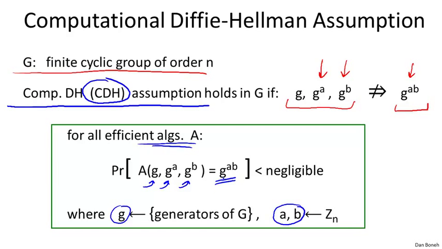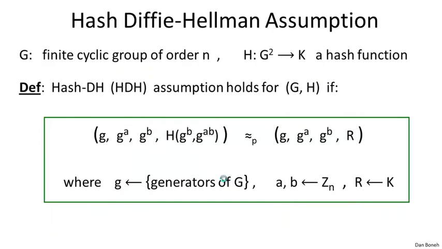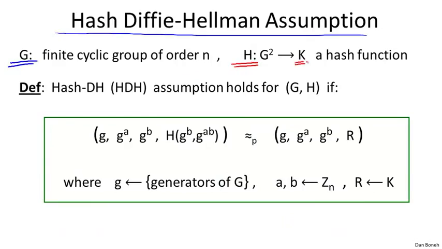As it turns out, this assumption is not ideal for analyzing the security of the ElGamal system, and instead I'm going to make a slightly stronger assumption called the hash Diffie-Hellman assumption. So what is the hash Diffie-Hellman assumption? Again, we're focusing on a particular group G, and now we're also going to introduce a hash function H that maps pairs of elements in G into the key space of some symmetric encryption system.